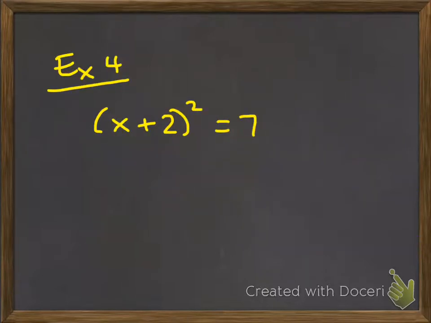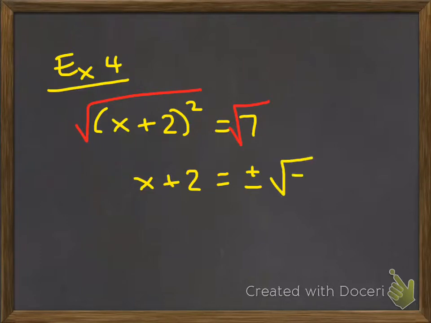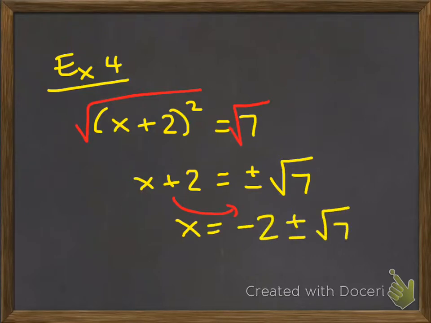Okay, example 4, x plus 2 quantity squared equals 7. You're going to take the square root of both sides. That undoes the squaring. So you end up with x plus 2 equals, and you can't take the square root of 7. It doesn't come out into a regular number. It comes out as an irrational number. So we're going to leave it plus or minus the square root of 7. We're going to subtract 2 from both sides. So now we have negative 2. x equals negative 2 plus or minus the square root of 7.